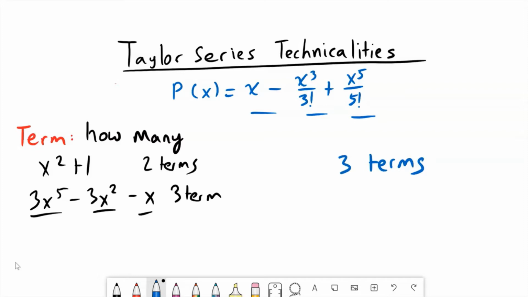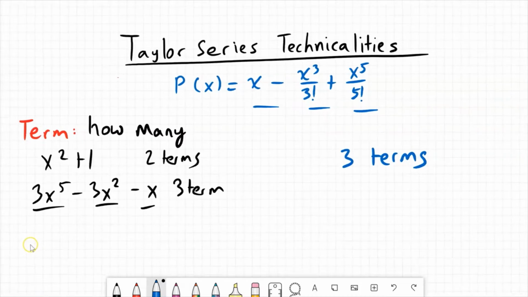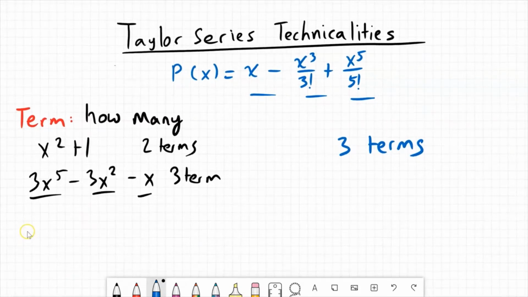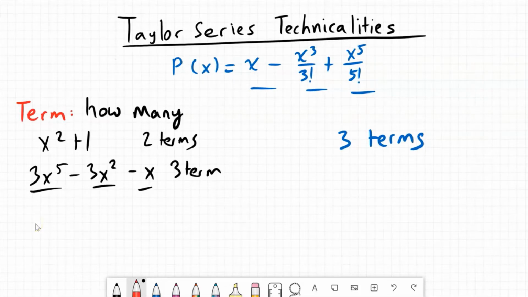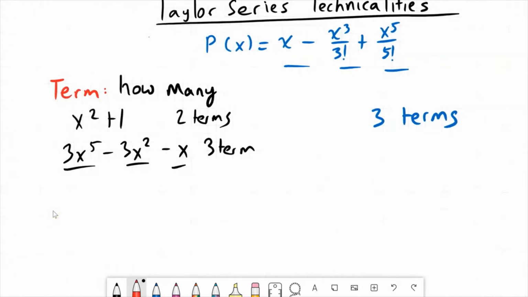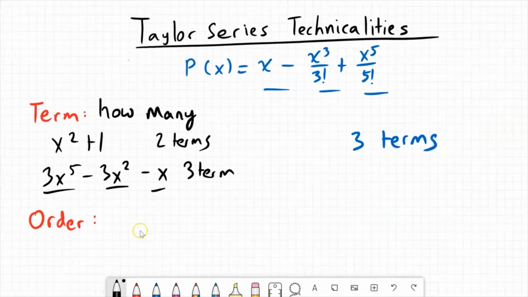So a question might say, write the first three terms of a Taylor series, and you just make sure you have three things at the end. I guess now the question is, why do people even confuse this in the first place? It seems quite obvious. Well, I would say that's because of the second part of it, the second technicality, which is order. Order, people a lot of times like to confuse order and term together because they seem like they're the same. Sometimes they could be the same, but they're not.